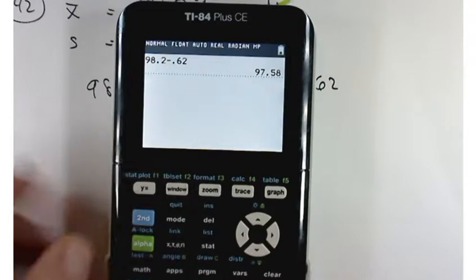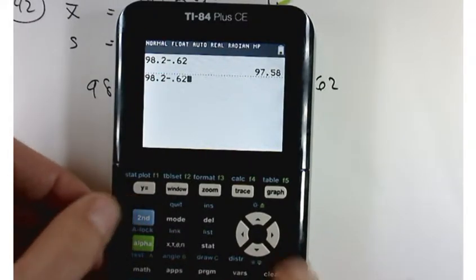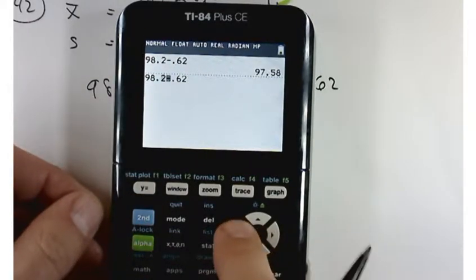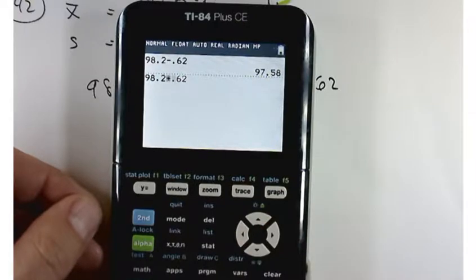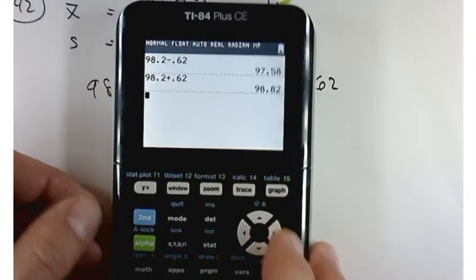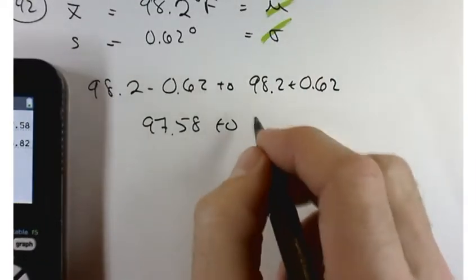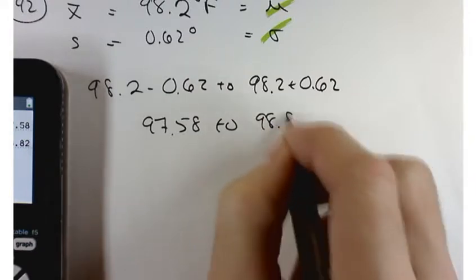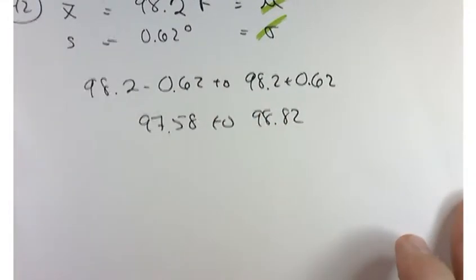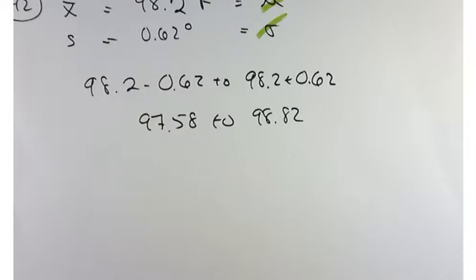And the convenience is right here. If you hit the second key, then the enter key, it'll pull up your previous calculation, and we'll just go back and make that a plus. So 98.82. So that's one standard deviation away from the mean.